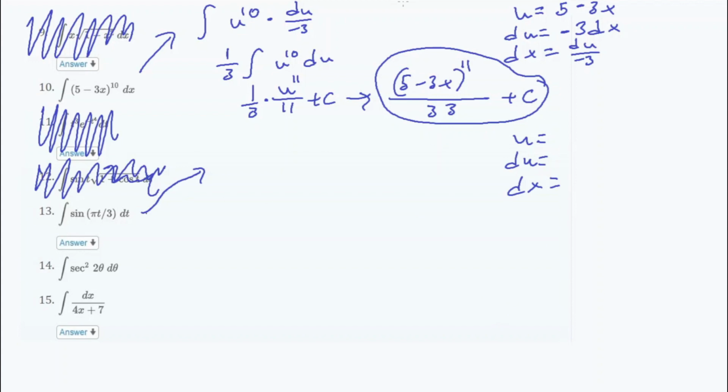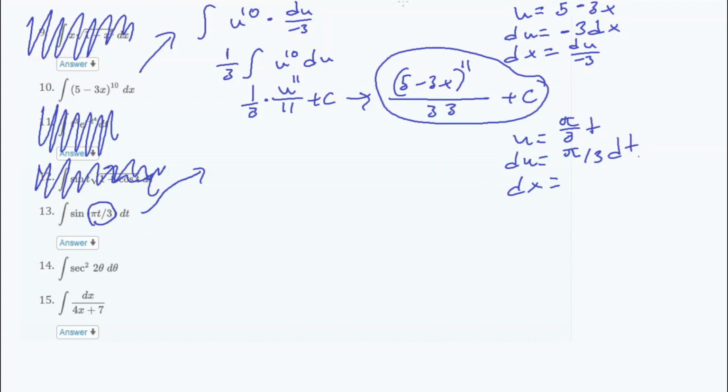For u, we want to set it equal to the complicated stuff, which is this pi t over 3 inside of here. Sine is not exactly complicated, and the derivative of that is just going to be cosine. So u is going to be pi over 3 times t. And that means du is going to be equal to pi over 3, because the t goes away. And that's dx for this. Oh no, for this it's actually dt.